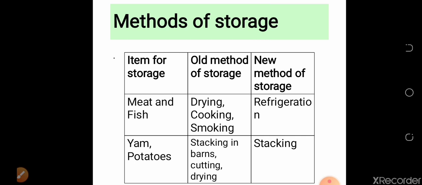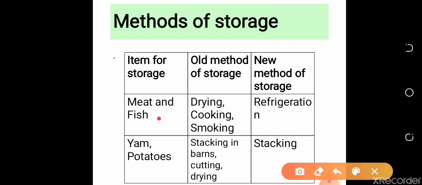Now here we are to compare the different methods of storage, which are the old method of storage and the new method of storage. Under the food items, we have meat and fish. The old methods of storage are drying, cooking, and smoking. So people in those days used those methods to store our meat and fish.